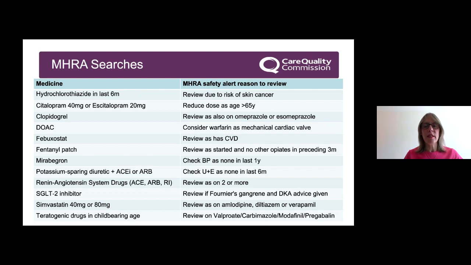The fentanyl patch search looks for those who've recently been prescribed fentanyl patches who haven't had any previous opiates in the last 3 months, following an alert that showed an issue with this because patients could react badly because of being opiate naive. Patients prescribed mirabegron should have an annual blood pressure test done because of the risk of hypertension with this medicine.